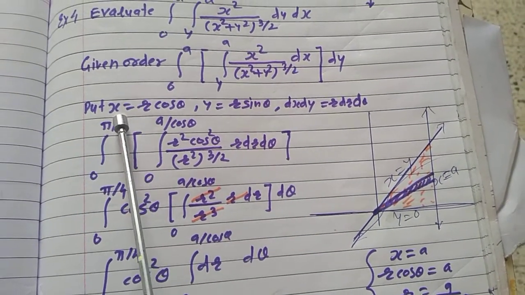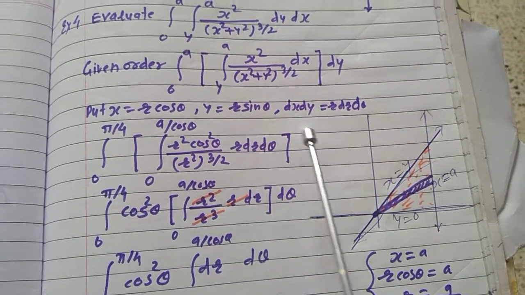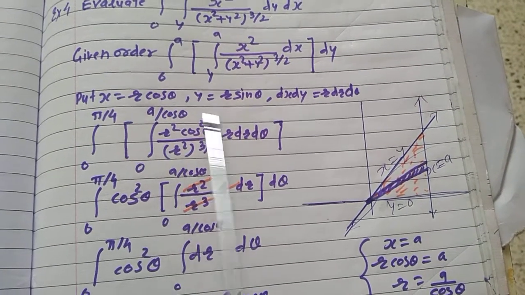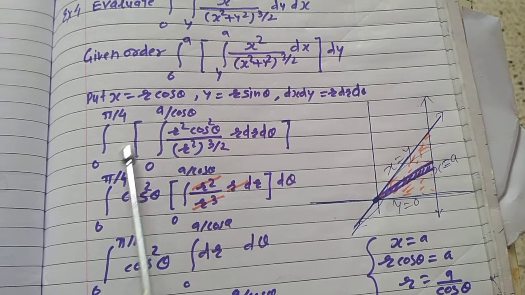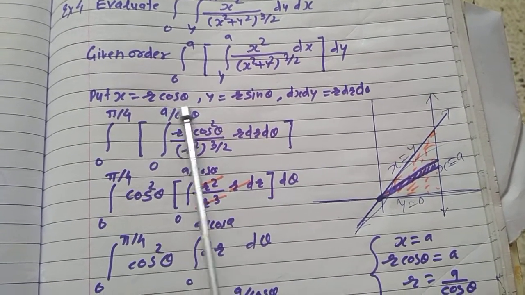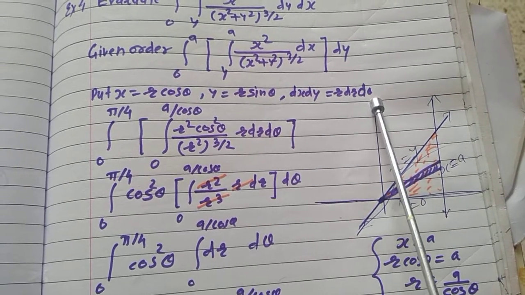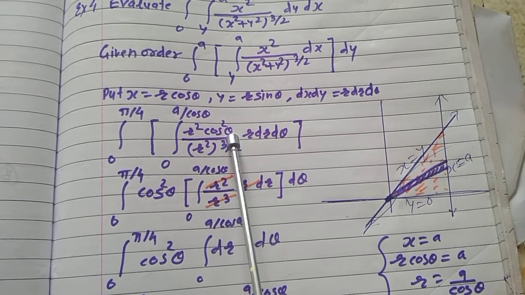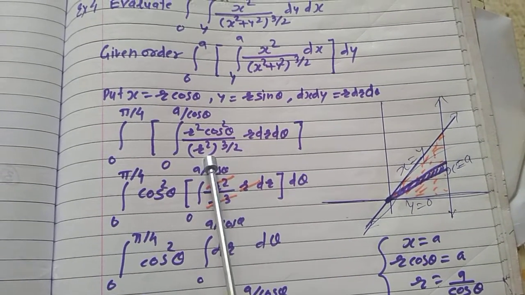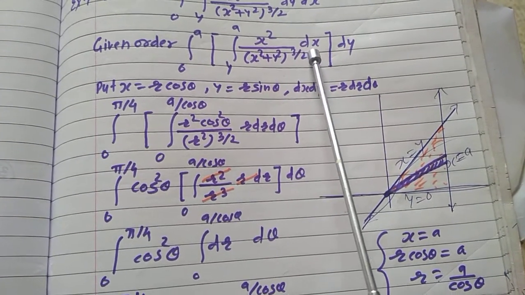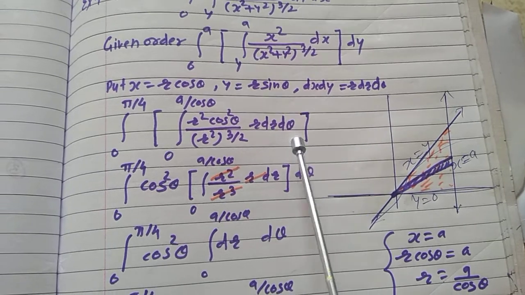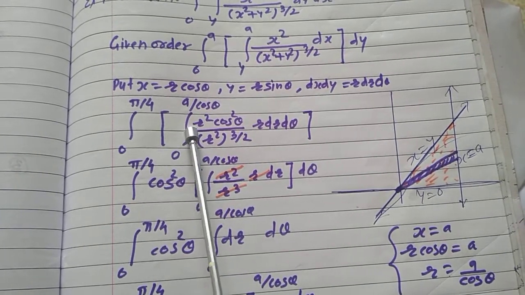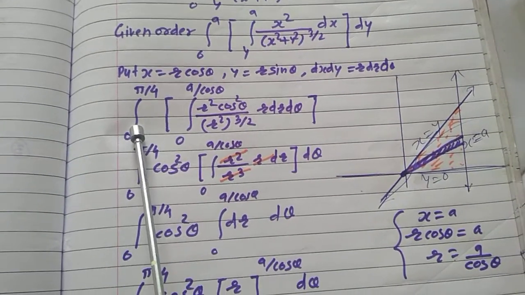Now put x is equal to r cos theta, y is equal to r sin theta. The use of the given order is to find only the region of integration. Now I want to change the whole problem in terms of r and theta, limits also in terms of r and theta. So always put x is equal to r cos theta, y is equal to r sin theta, dx dy is equal to r dr d theta. So x square plus y square is r square, this 2 cancel, and dx dy is r dr d theta. So now what about limits? Always in polar form, inner limits are limits of r, outer limits of theta.